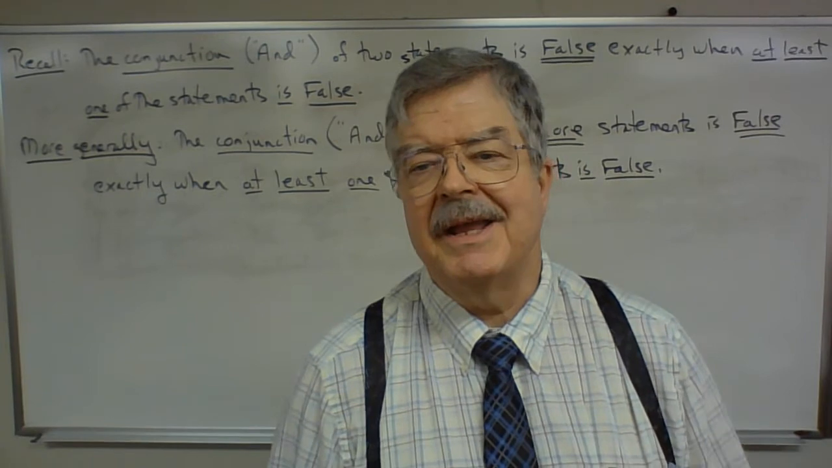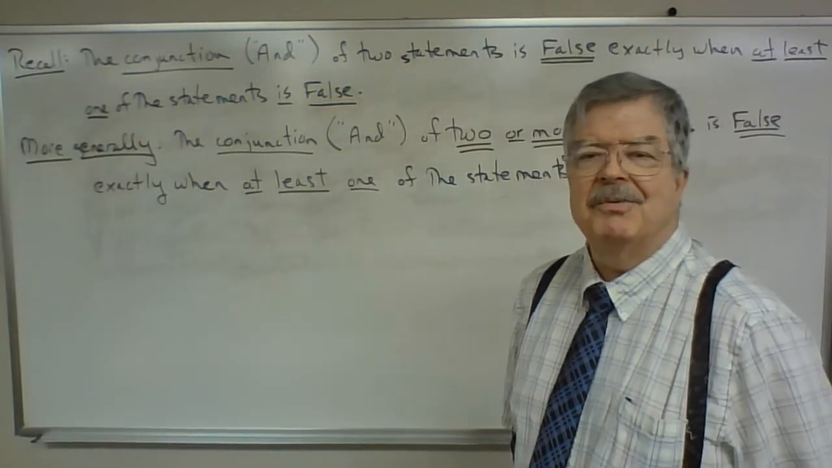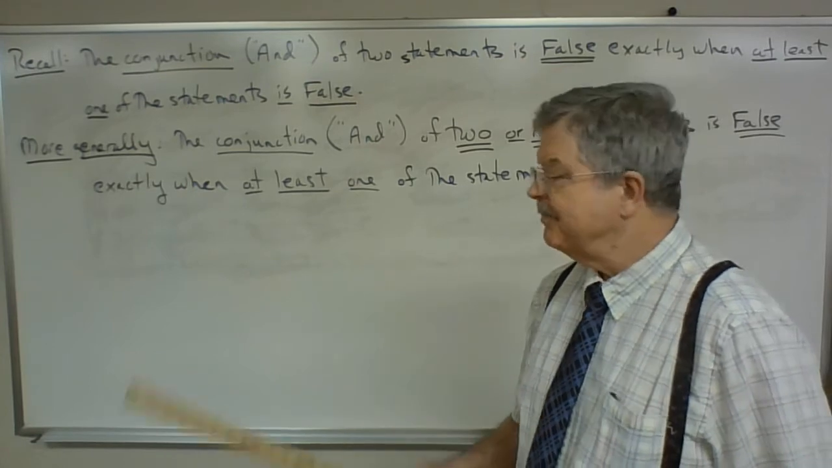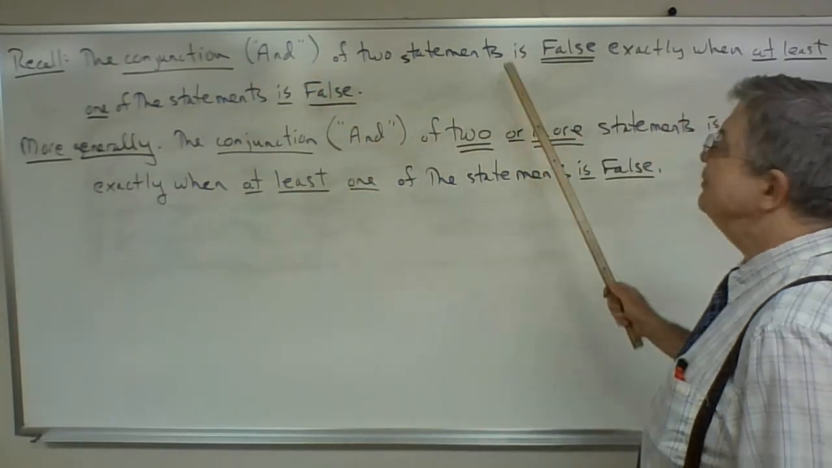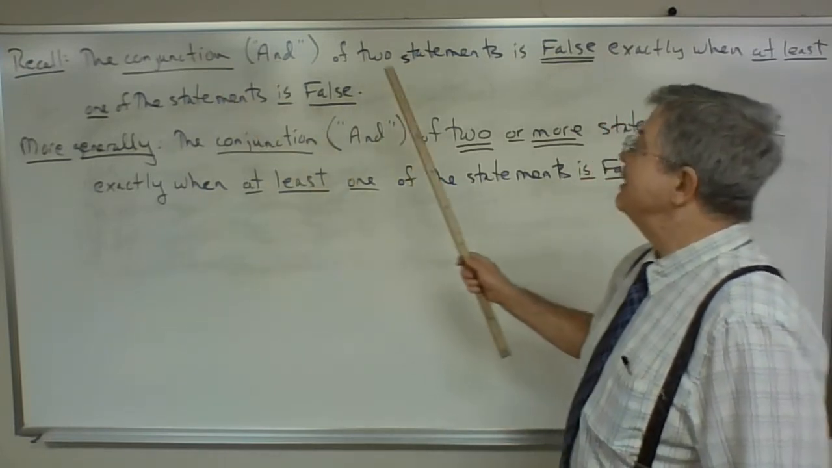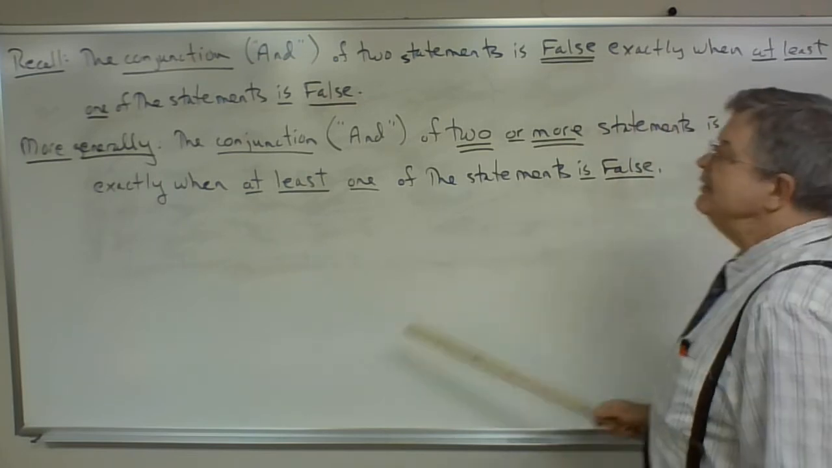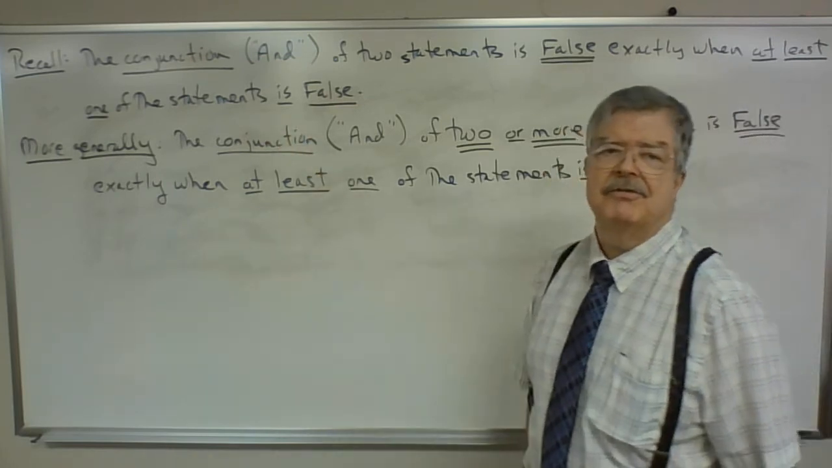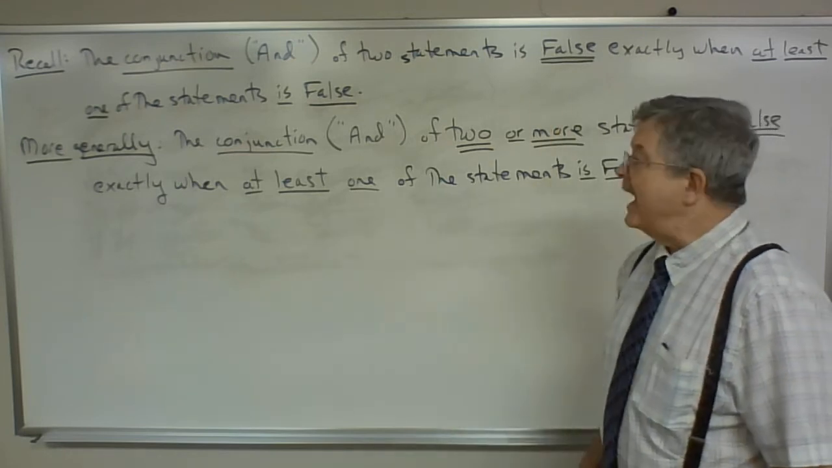Hey everybody, I thought I had paused when I hadn't. At any rate, we'll look at the conjunction, or the and, of two statements. We know that the conjunction of two statements is false exactly when at least one of the statements is false. Now we're going to generalize that.